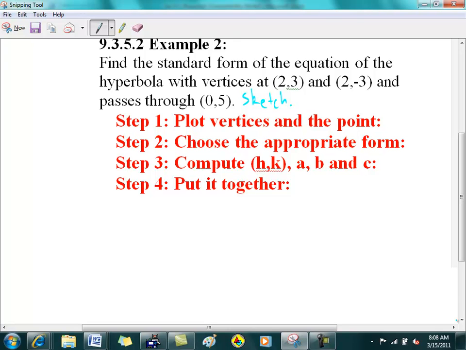Okay, I've started following the instructions. Let me put down my axis. It tells me to put down the vertices. One vertex is at (2, 3). The other one's at (2, -3).